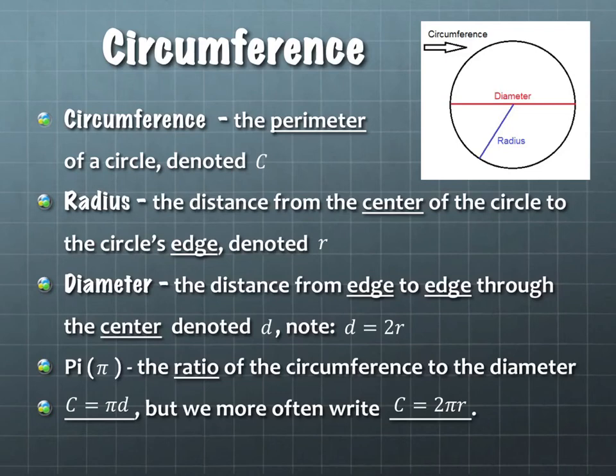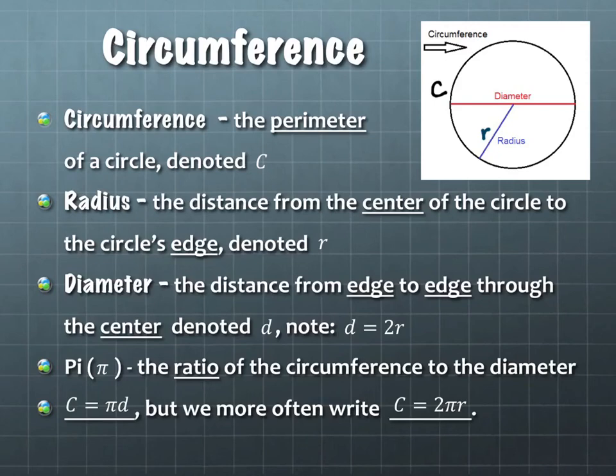The radius of a circle is the distance from the center of the circle to the circle's edge. We denote that R. So here it is, in this fun blue color. There's my radius R. The circumference on the outside is the distance around, right? Perimeter, right? C.